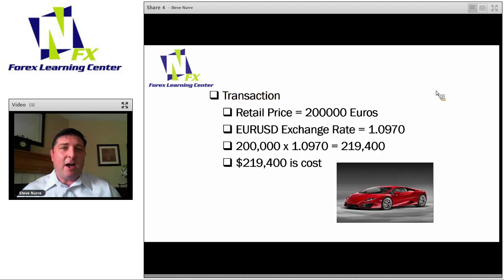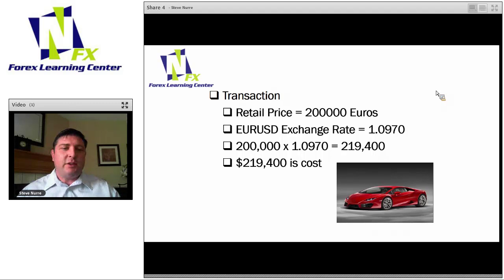My bank account gets debited $219,400. It gets wired over to the Italian retailer. It gets exchanged into 200,000 euros. They receive the money. They take the Lamborghini off the factory floor. They put it on a boat. They ship it to my house. The guy in the truck delivers it to my driveway. He hands me the keys. He hands me the title.